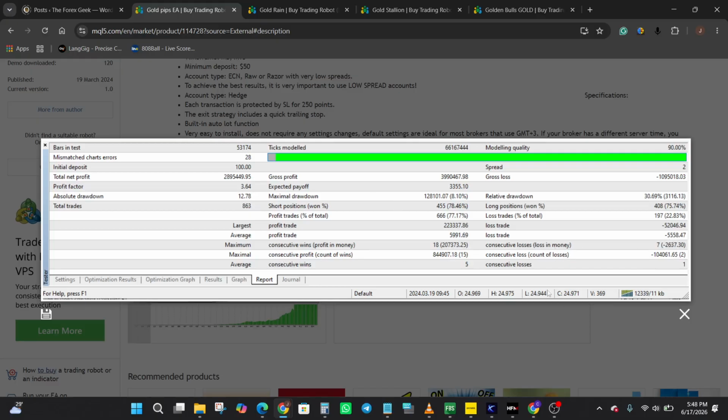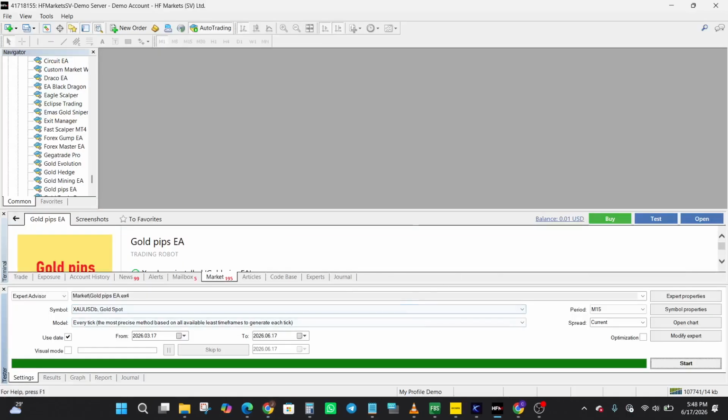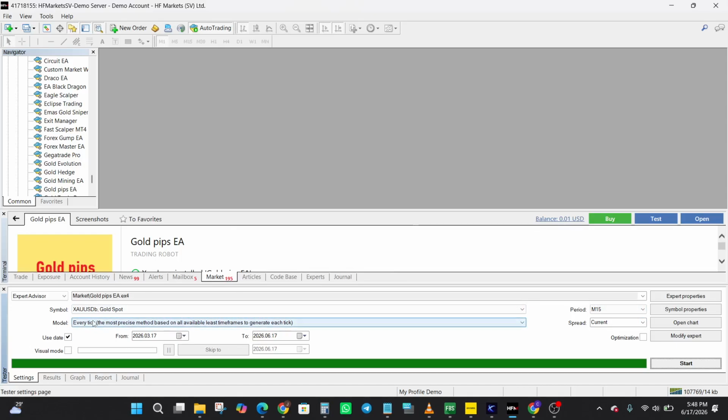Let us just head over to our strategy tester right now. Let's see how this expert advisor, the Gold Pips EA, performed. We're testing it on XAUUSD on the 15 minutes time frame as recommended, over the past 3 months. We are using the every tick data.